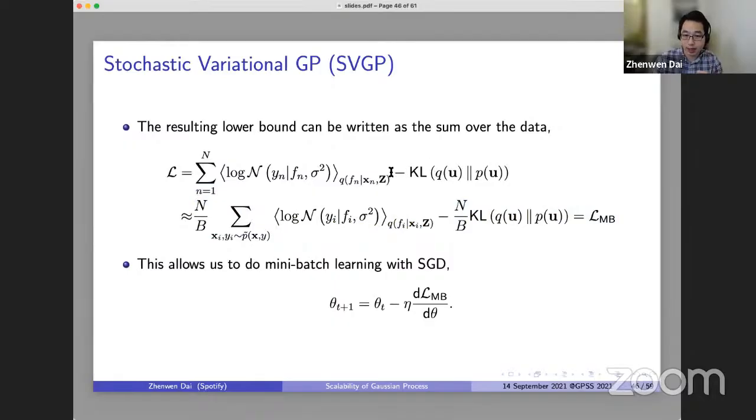And the right-hand side terms are data independent, so we just have to rescale the value of the KL divergence accordingly, so that this becomes a variational lower bound for mini-batch training. Then we can just apply the stochastic gradient descent method to this formulation, and we end up with a mini-batch training algorithm for Gaussian processes.